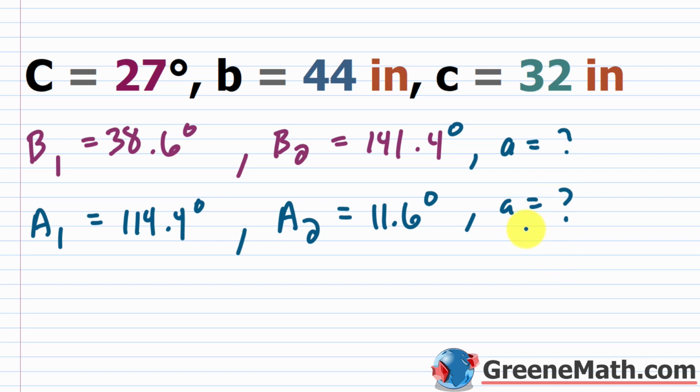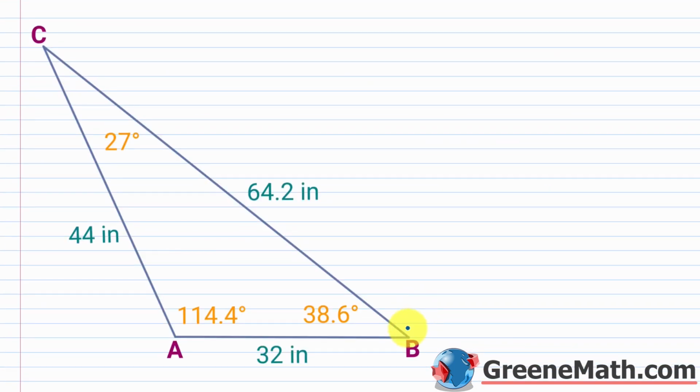So let me actually go down to the first one. You can see that for this one, my angle B is 38.6 degrees. Again, it's an approximation. And then my angle A is 114.4 degrees. So these guys, again, are going to change when we go to the next triangle. This guy for C is going to be 27 degrees no matter what.